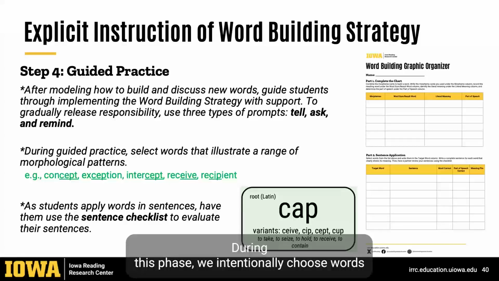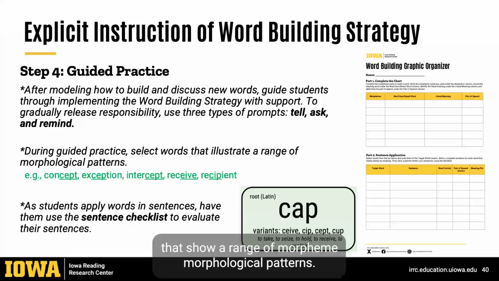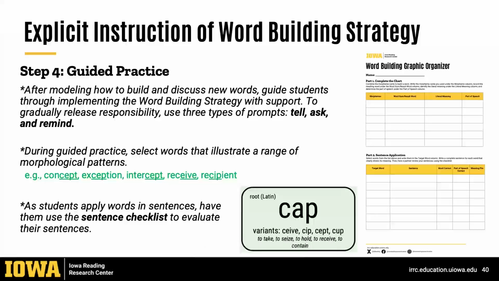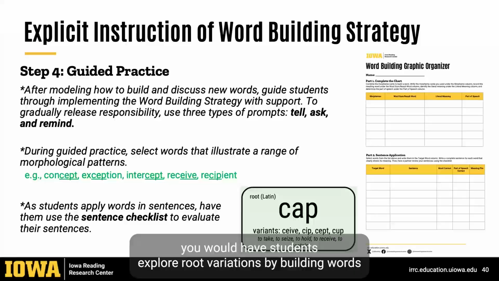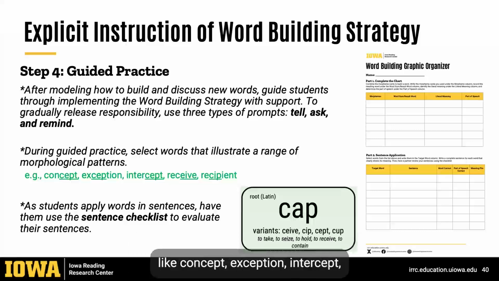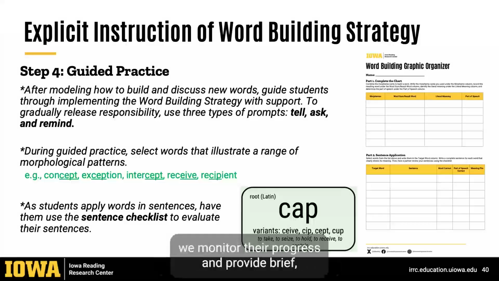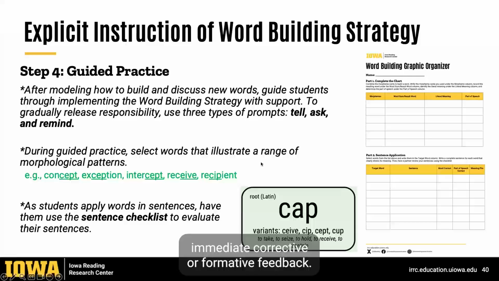During this phase, we intentionally choose words that show a range of morphological patterns. For instance, continuing with the cat family, you would have students explore root variations by building words like concept, exception, intercept, receive, or recipient. As students build these words and use a sentence checklist, we monitor their progress and provide brief, immediate corrective or affirmative feedback.